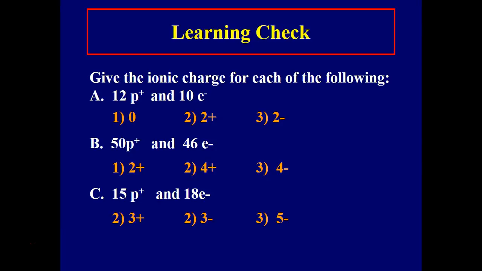Here's another set of questions. Give the ionic charge for each of the following. What would have 12 protons and 10 electrons? Would that charge be 0, +2, or -2? If it had 50 protons and 46 electrons, would that be +2, +4, or -4? And if it had 15 protons and 18 electrons, would it be +3, -3, or -5?